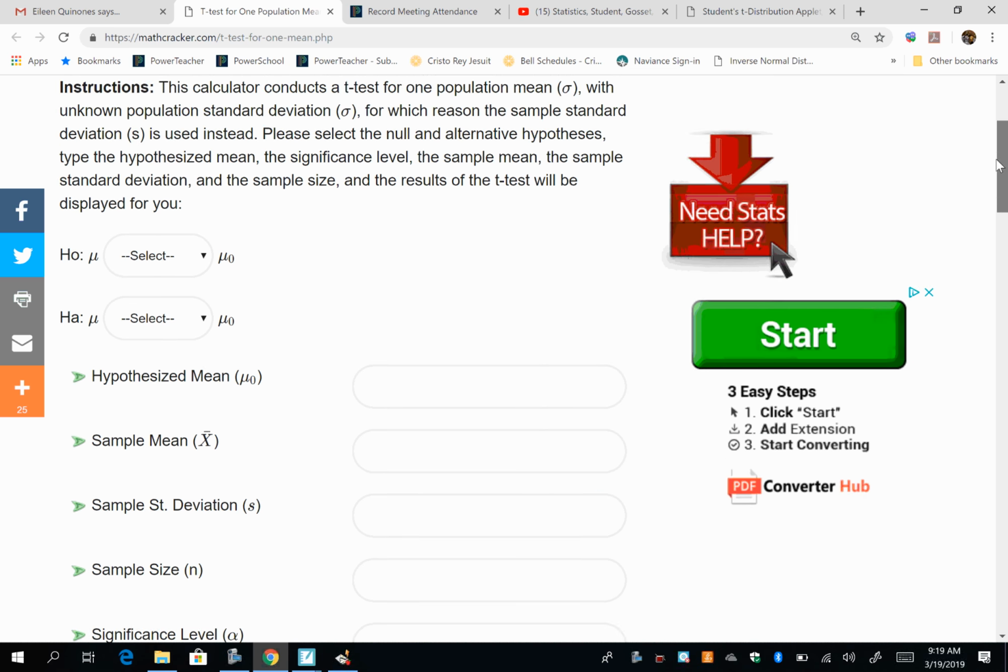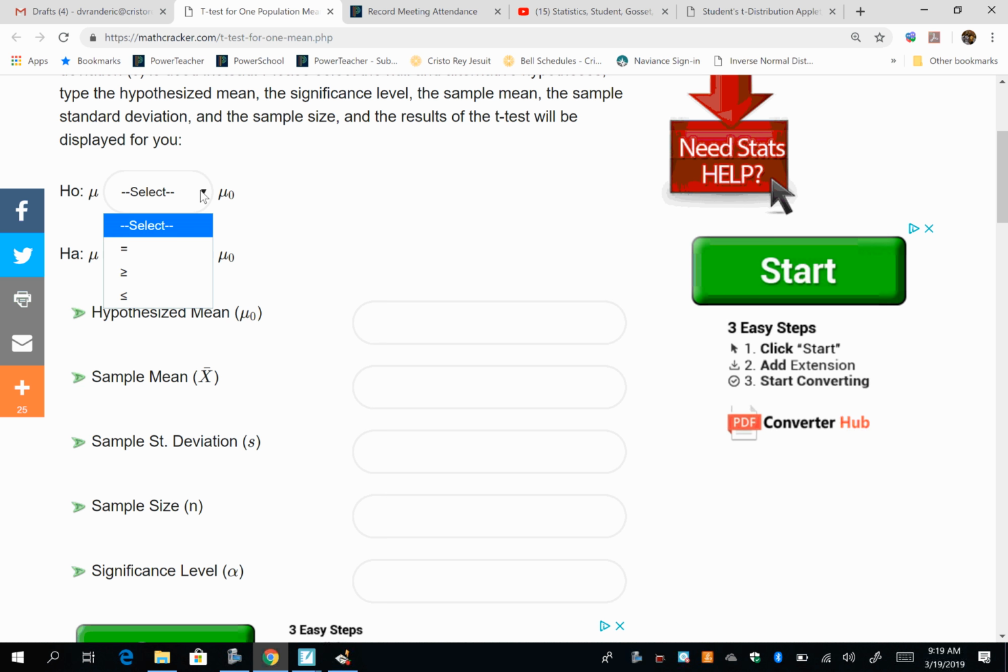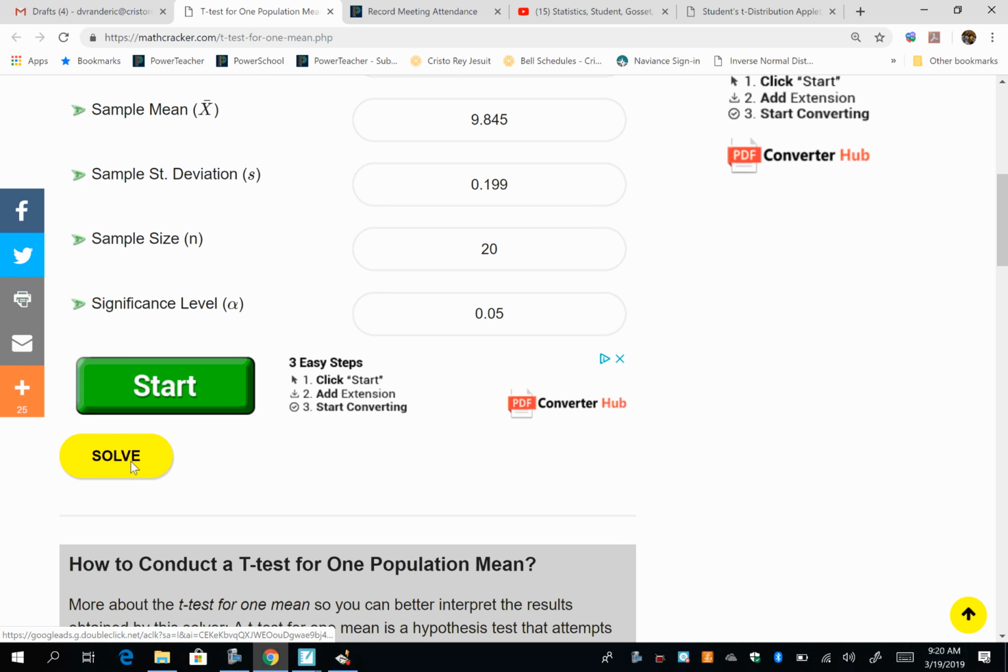All right. This should look familiar. Math cracker. And what is our sign that we use for the null hypothesis? Null hypothesis equal to, the alternative hypothesis less than. What did we say mu was equal to? 10. What's our sample mean? This is y bar. 9.8. Very good. Our sample standard deviation. What's our sample size? And what alpha would you like to use? 0.05. Excellent. Don't click on the ad. Hit solve.